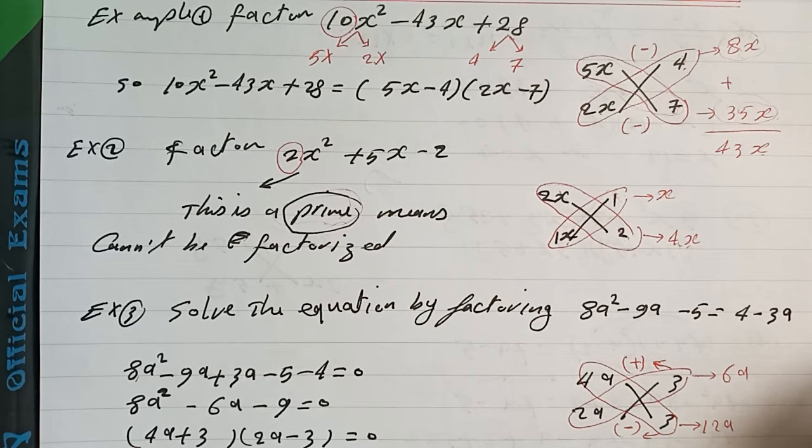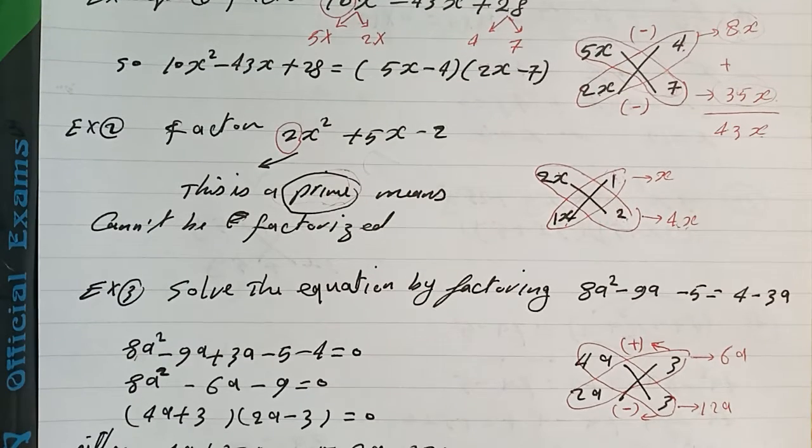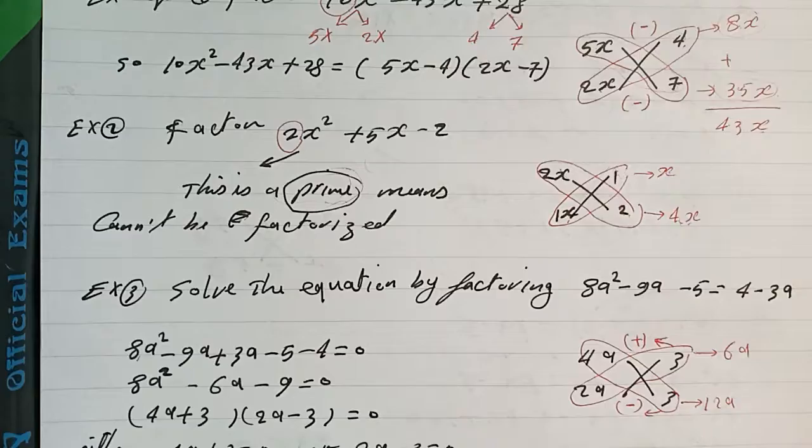Do you remember the prime numbers? The 5, the 7, and 13? They cannot be factorized, meaning you cannot get factors of them.